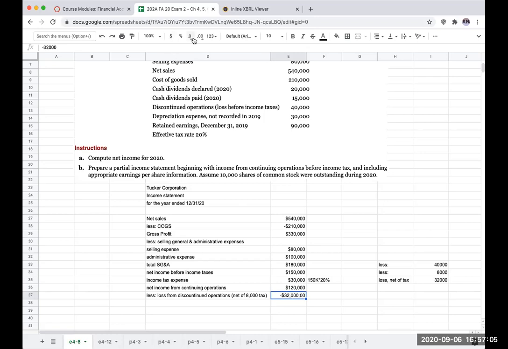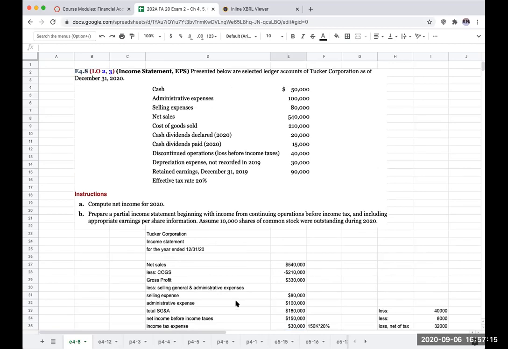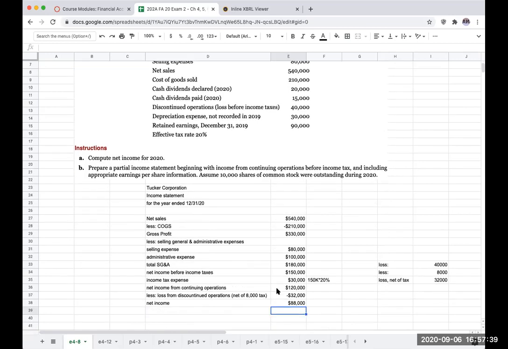So the next thing we're going to do over here is get our net income. And our net income is going to be right here at $88,000. Okay. So a couple things here. Cash, balance sheet item. I'm not going to address it here. Dividends are not a part of the income statement. If I had dividend revenue, that's different. Dividends declared and paid, very, very different. Also, we're going to talk a little bit about earnings per share momentarily, but this is how we've now gone through and dealt with everything.